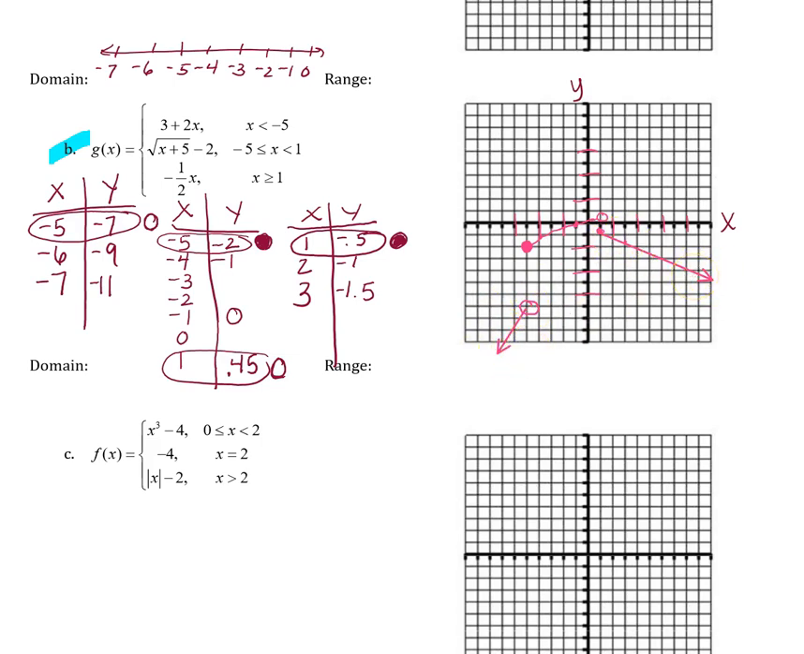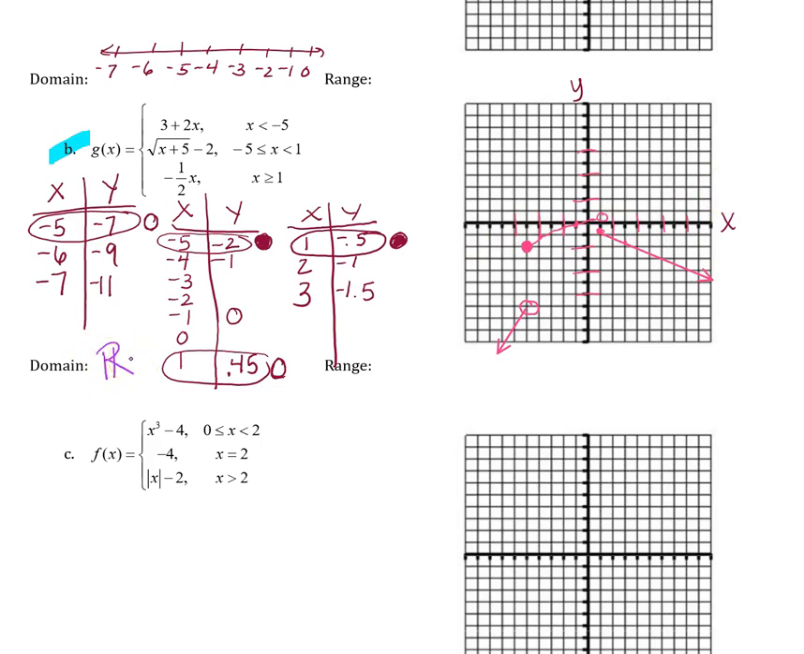So then to talk about domain and range, if I'm looking from left to right, so looking at my axis for my domain, even though it's open here, it's closed here. Even though it's open here, it's closed here. So looking from left to right, every single x value is accounted for. So my domain is all reals.